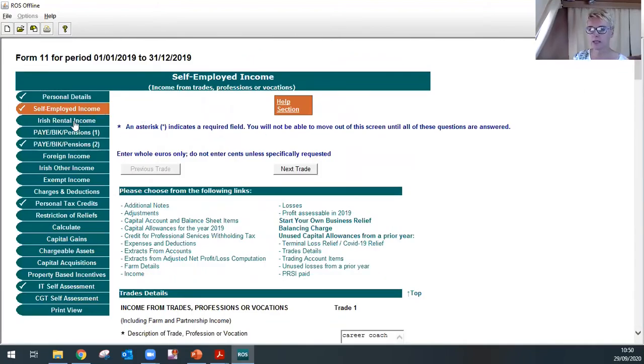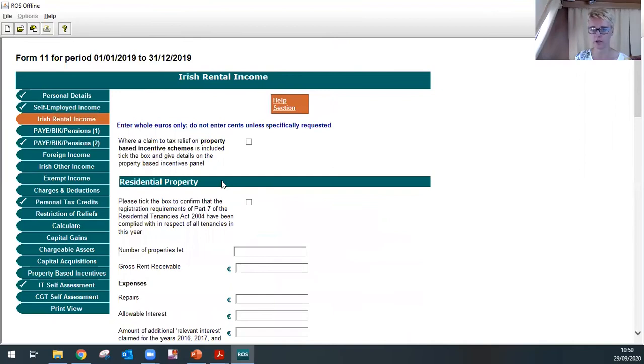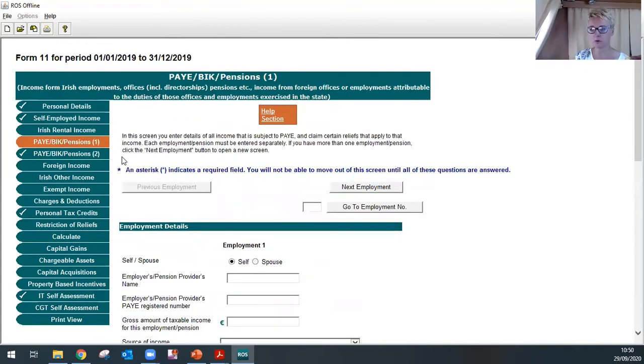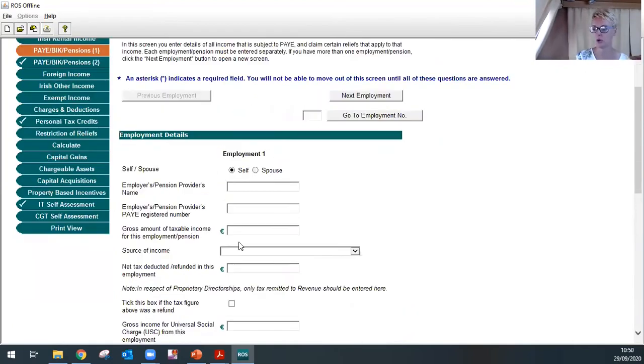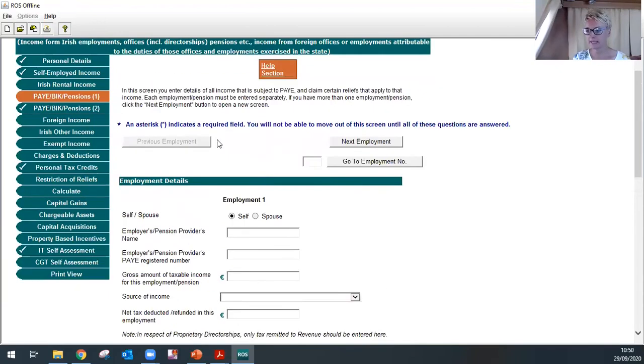The next one, I'm just going to run through it because it's not relevant to the scenario. So if you had any Irish rental income, you would have to complete this one. The next section is important, relates to PAYE, BIK, and pensions. So if Kate had any PAYE income, she would have to include the figures in here. She doesn't have any employment income, but in the second scenario, we will see the example. I will go through it. So we skip this section for Kate because she doesn't have any employment.